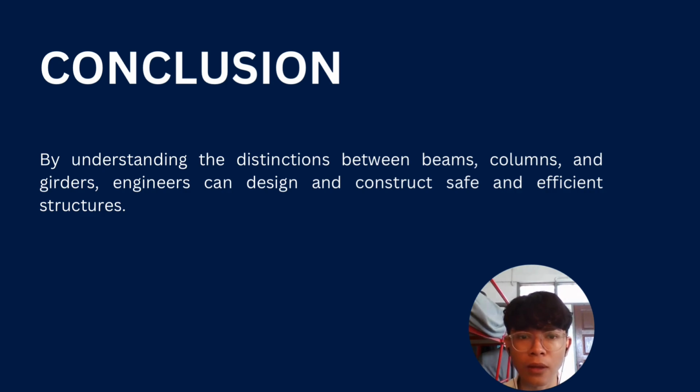So let's go to the conclusion. By understanding the distinctions between beams, columns, and girders, engineers can design and construct safe and efficient structures for people to go inside the building without any dangers that might cause the building to collapse.